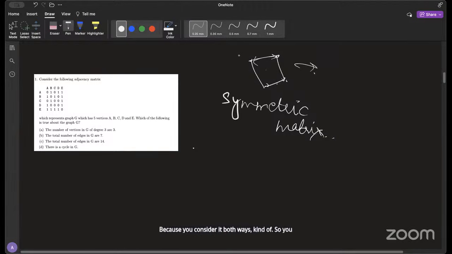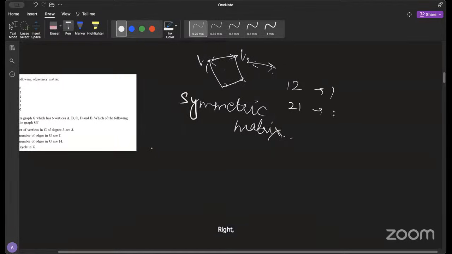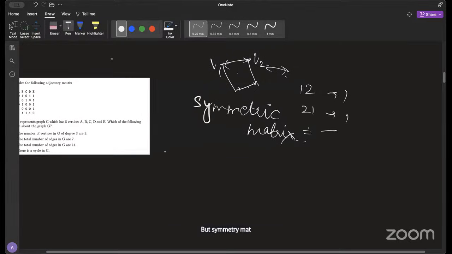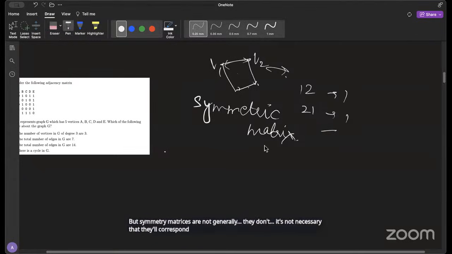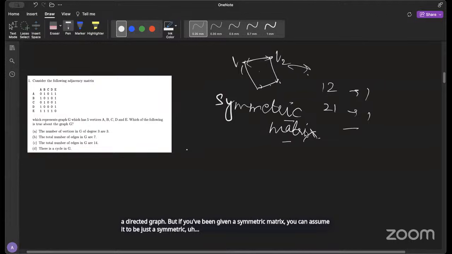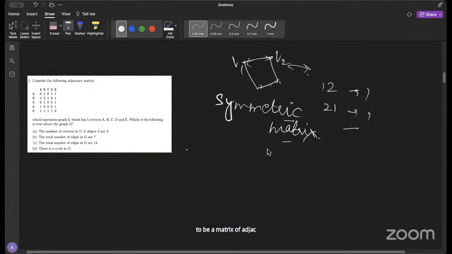So if this is vertex 1, vertex 2, you put a 1 on the 1-2 entry, and on the 2-1 entry you have 1 again, right? Both these entries are 1 in your adjacency matrix. But it's not necessary that symmetric matrices correspond to an undirected graph. But if you've been given a symmetric matrix, you can assume it to be the adjacency matrix of an undirected graph.